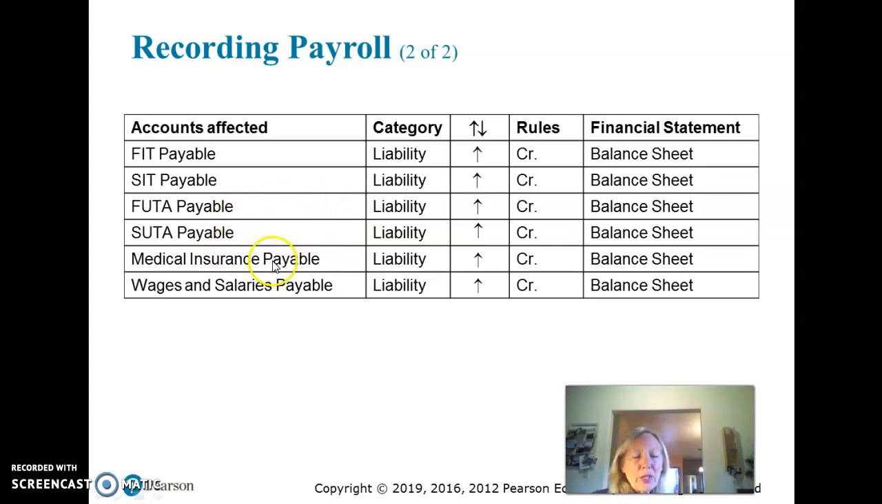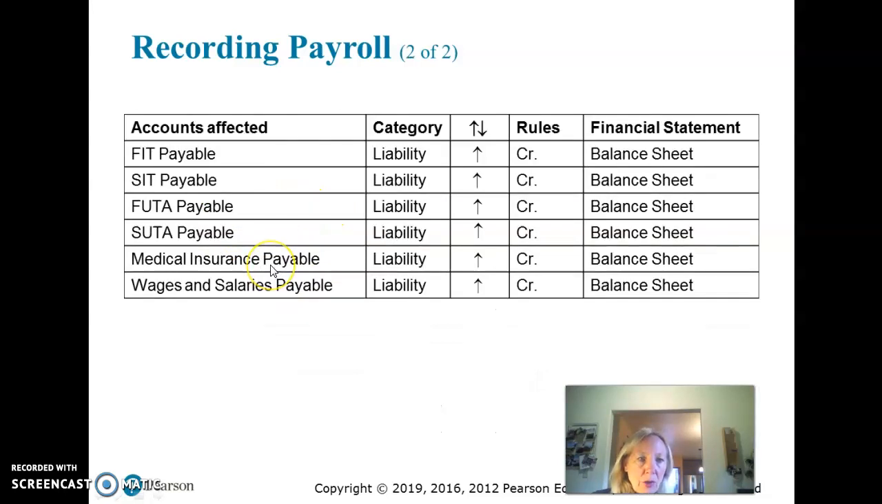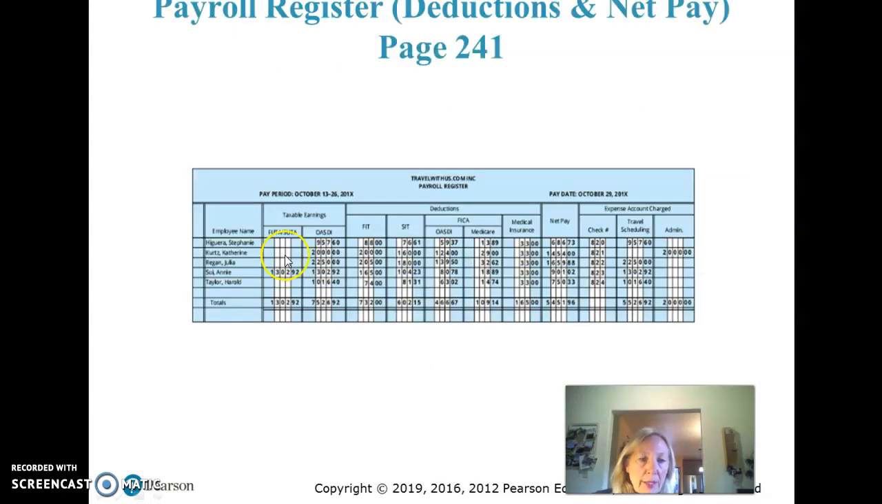Oh, and then they have medical insurance. I don't know what that other insurance was. And then wages and salaries payable. This one's important because wages and salaries payable is your net pay. So your gross pay is called salaries expense, or in this case, they itemize. There are two categories of salaries expense. Everything else, for the employee, is going to be a liability until you get to net pay. So I'll show you that here in a minute. So here's how you would journalize it. Or no, just review your payroll register.